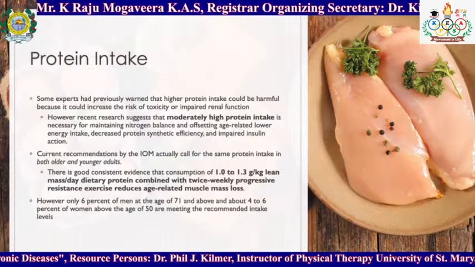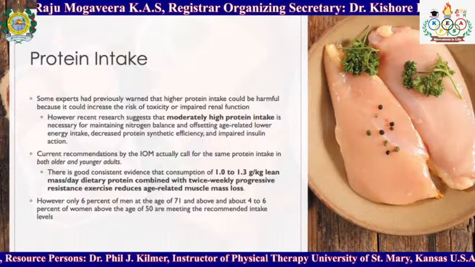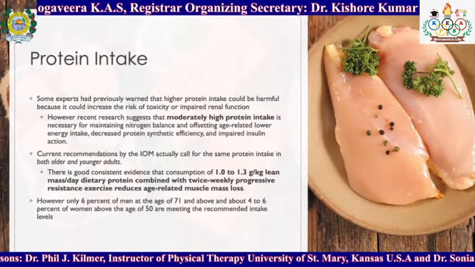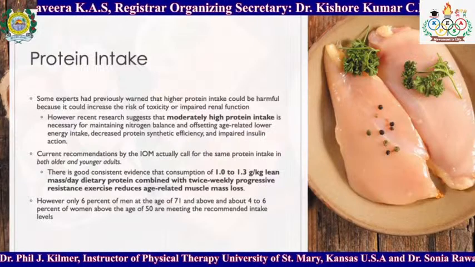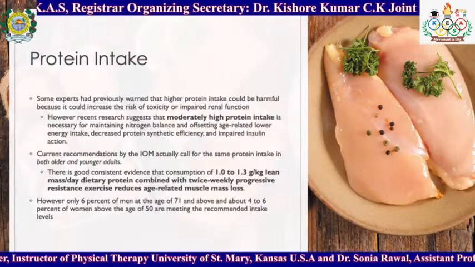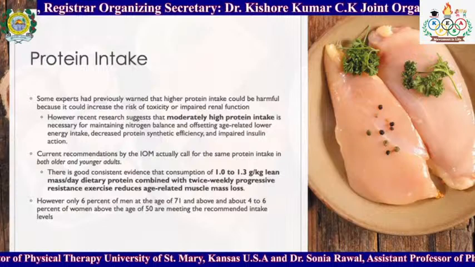So right now, the IOM currently recommends for both older and younger adults that the consumption of 1 to 1.3 grams per kilogram of lean mass per day should be ingested of dietary protein, with twice weekly progressive resistance exercises to reduce age-related muscle mass loss.